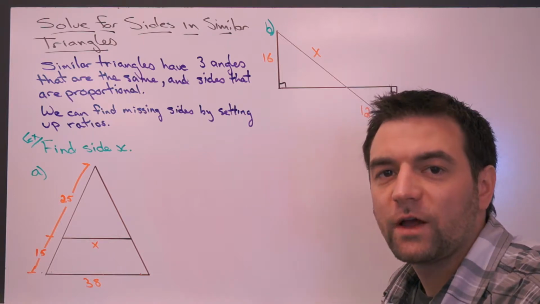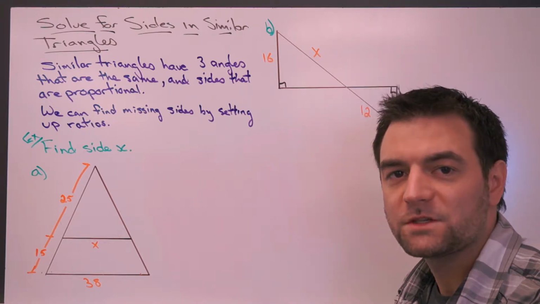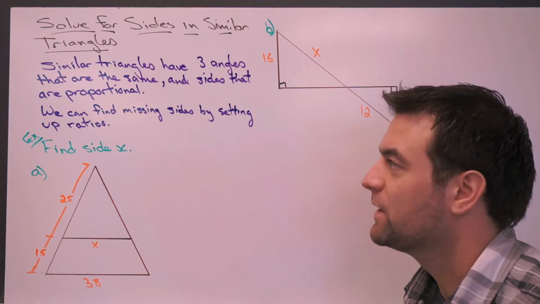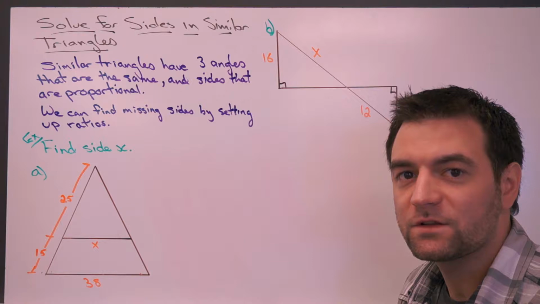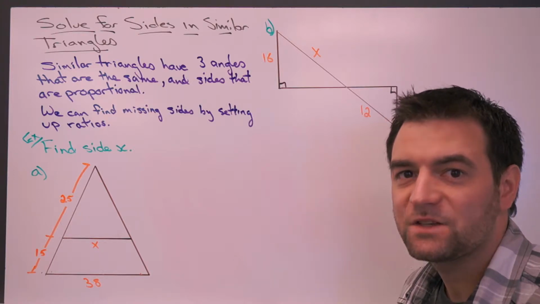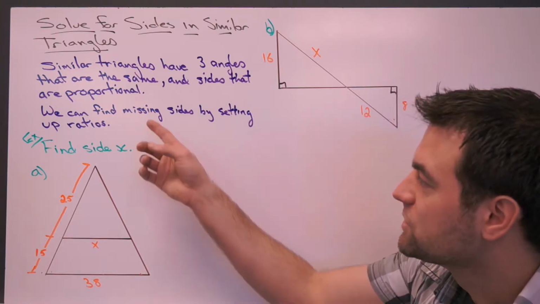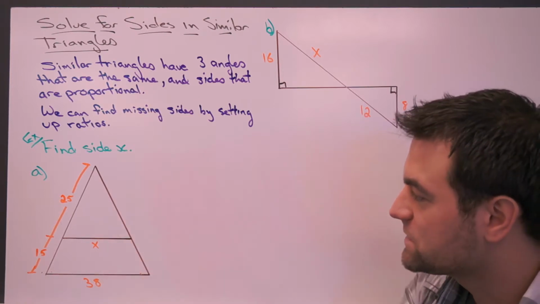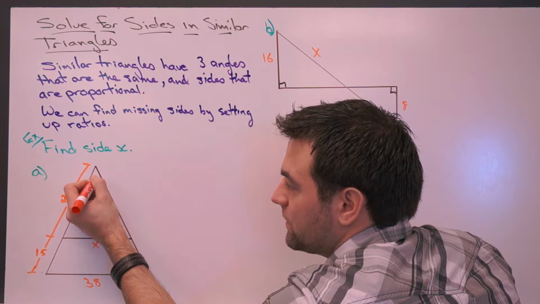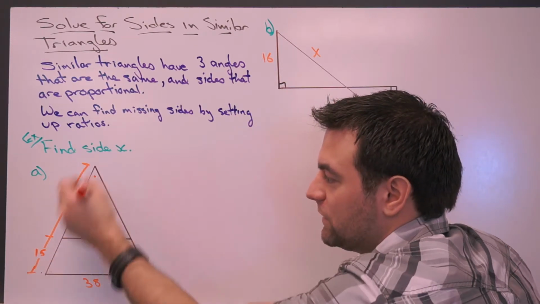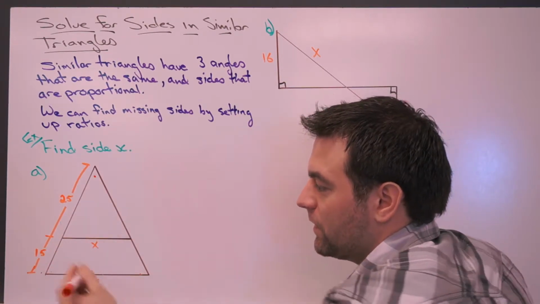We're going to look at solving triangles for missing sides when we have similar triangles. A similar triangle is a triangle that has three angles that are the same and sides that are proportional. So if you take a look at this triangle down here, it would have this angle the same in both the little triangle and the big triangle.